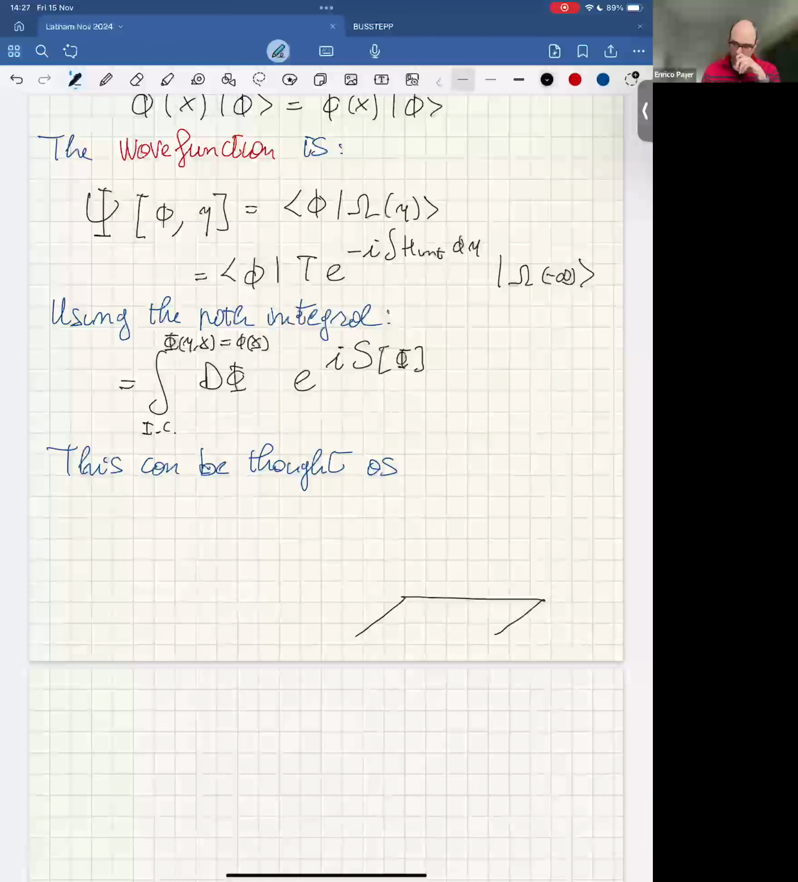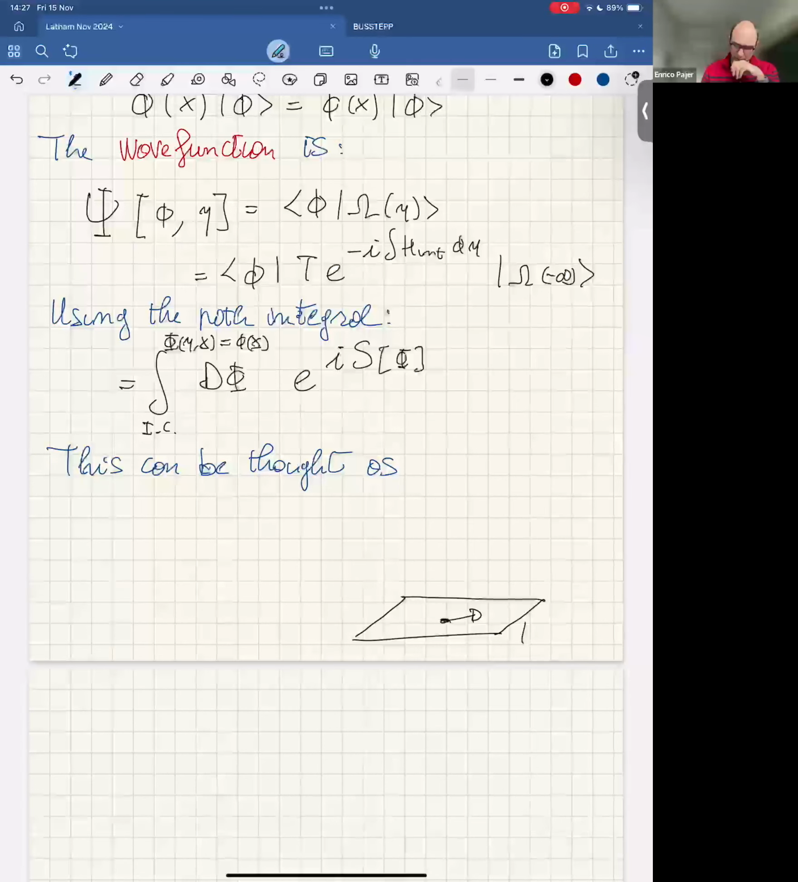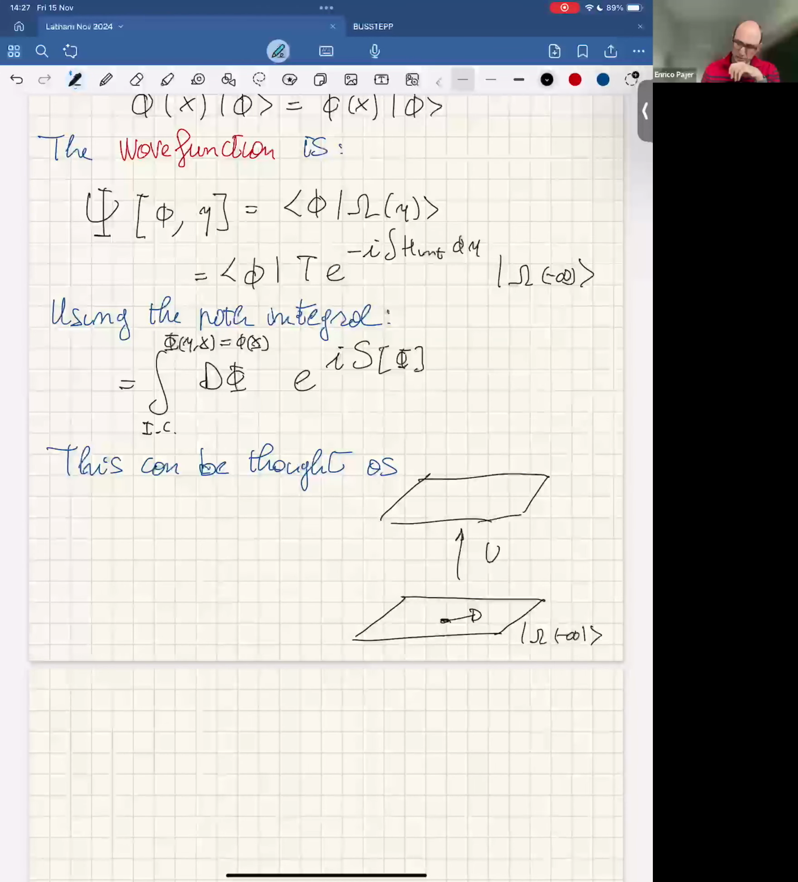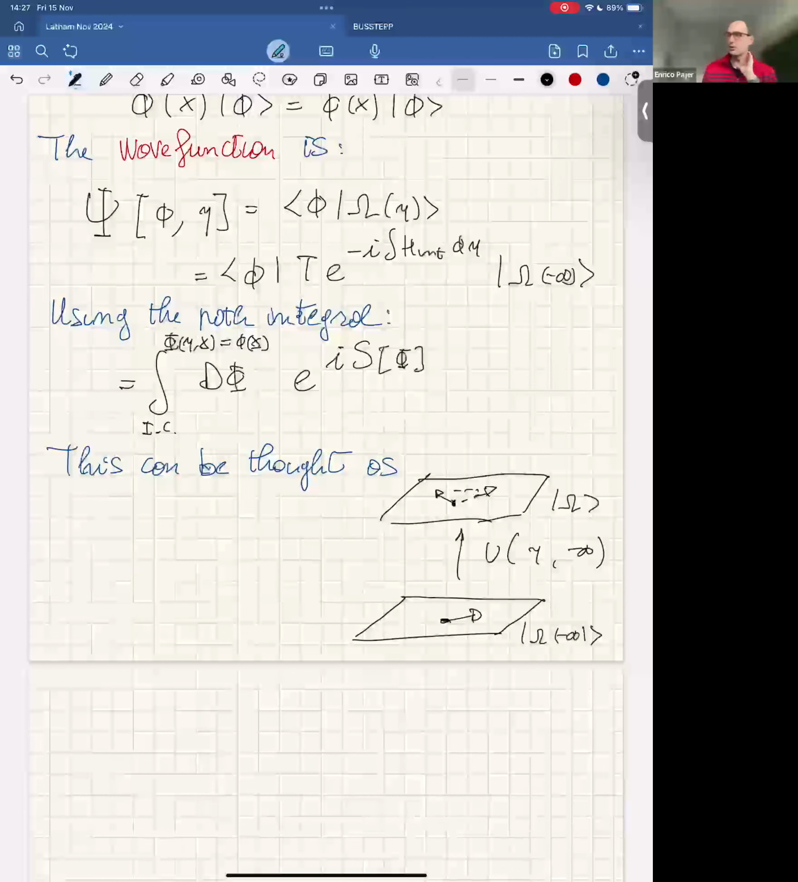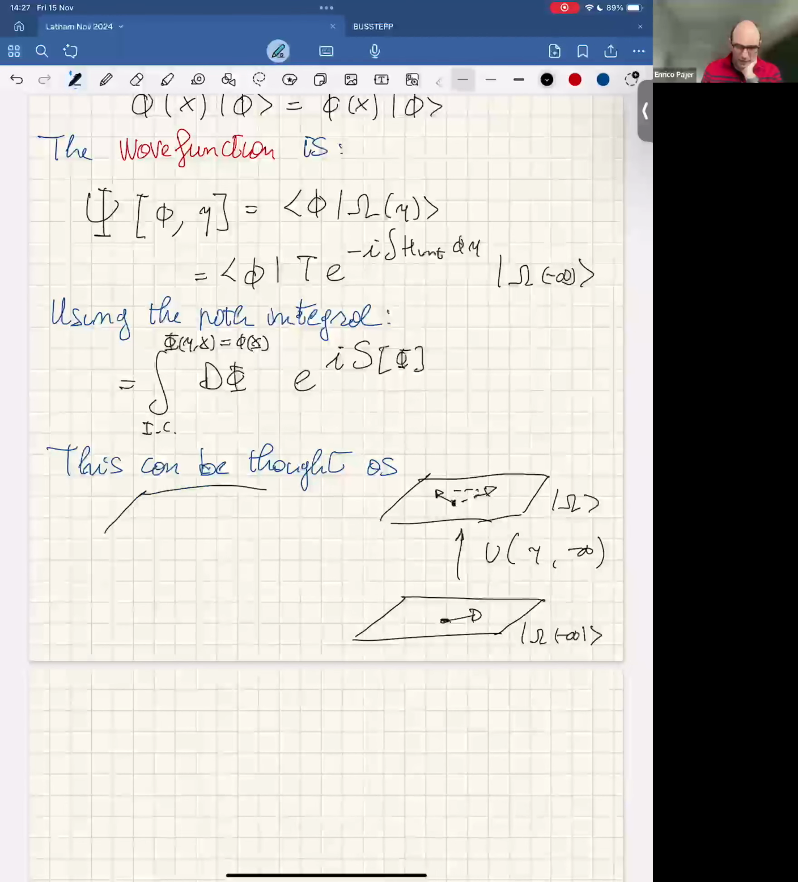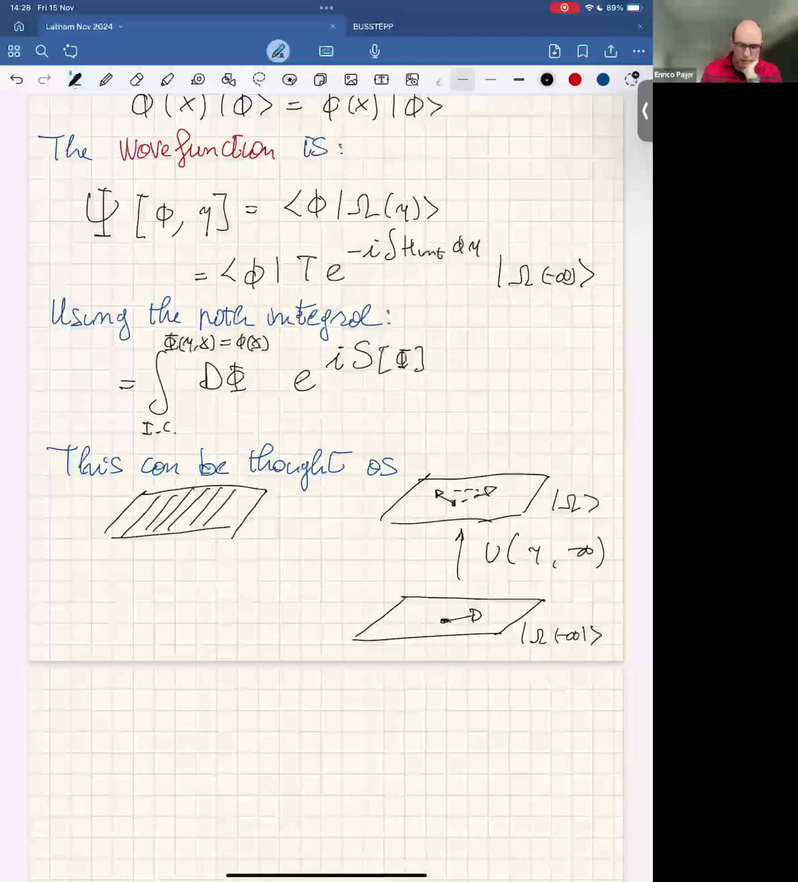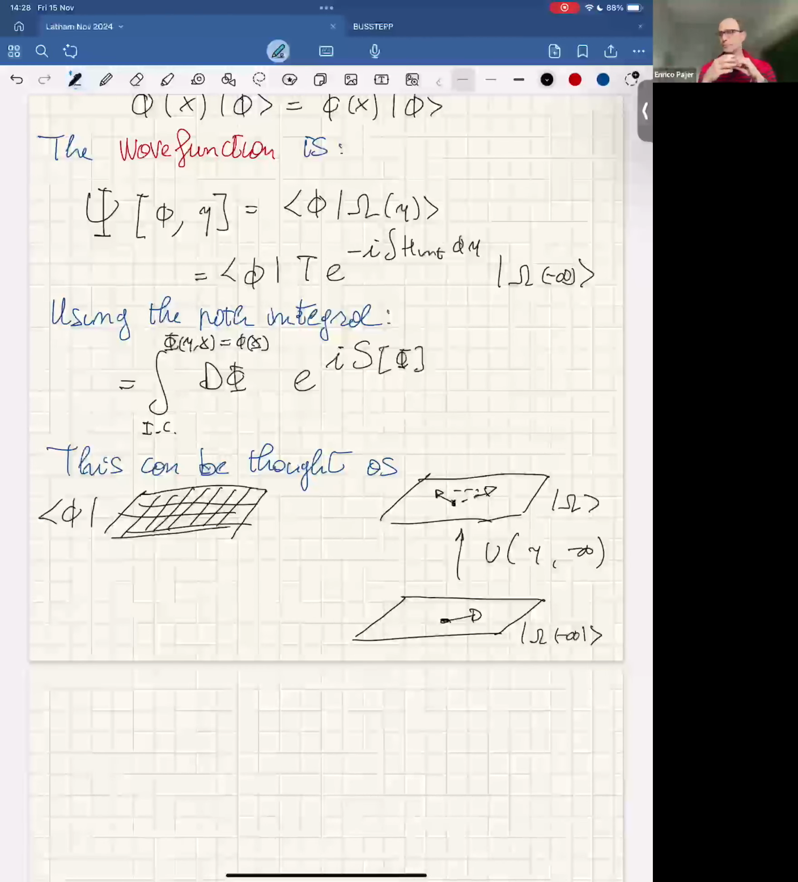Okay, how you can think about this is similar to what we said last time. There is some initial state in the past, and you're evolving it to some state at time eta, and you're using the time evolution operator from minus infinity to eta. This is like a rotation in an infinite dimensional Hilbert space. And then you are projecting it onto some set of coordinates that we are calling psi, and this is the result.